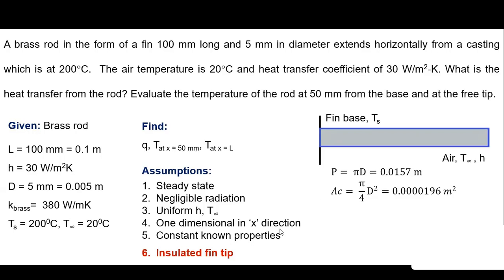First, let us find out the parameters like perimeter, the geometrical parameter. So it is pi into d, found to be 0.0157. Area of cross section is pi by 4 d square, circular, so it is 0.000196 meter square. With this data, we also need the value of theta b, that is the temperature difference at the fin base, that is Ts minus T infinity, 200 minus 20, and that is 180 degree Celsius. So we got perimeter, cross sectional area, and the base value theta b.